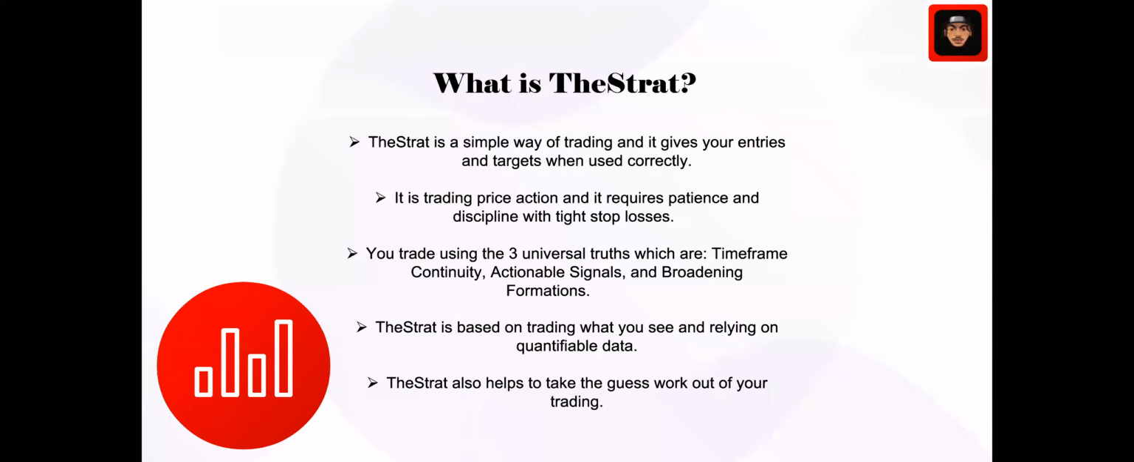All right. So, what is the strat? The strat is a simple way of trading. It gives you your entries and targets when used correctly. It is trading price action and it requires patience and discipline with tight stop losses. You trade using the three universal truths, which are time frame continuity, actionable signals, and broadening formations. The strat is based on trading what you see and relying on quantifiable data.